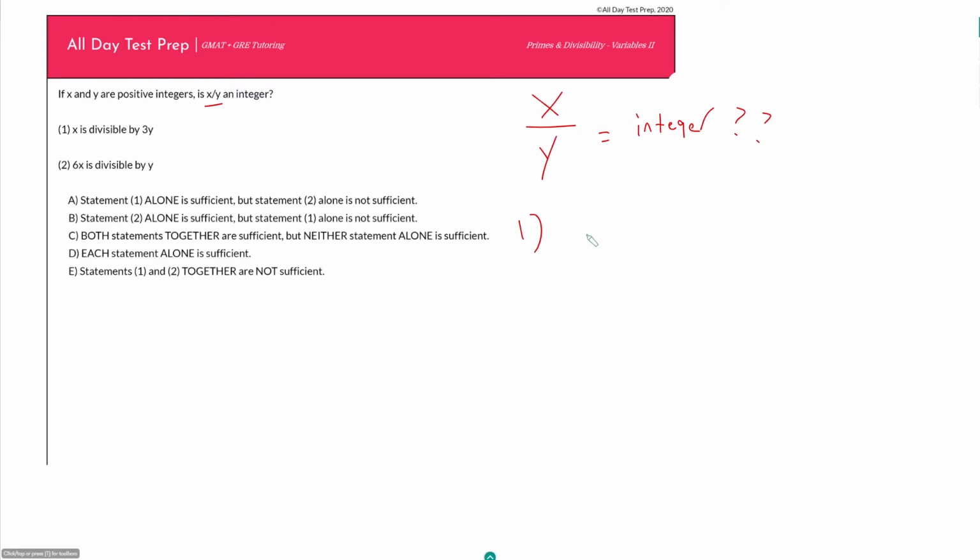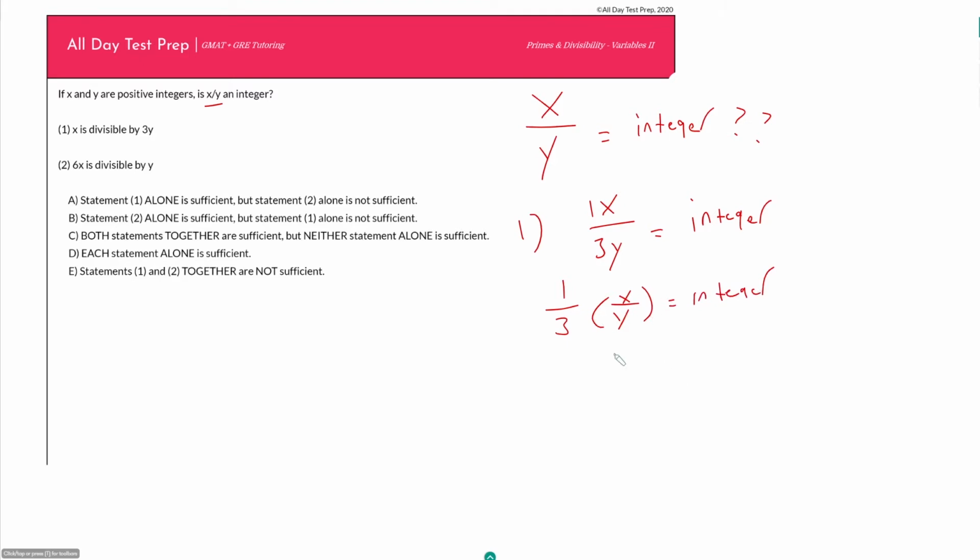Statement 1: x is divisible by 3y. So that is telling me x over 3y is equal to an integer. I want to know what this is telling me about x over y. This x up here is really just 1x, so I can pull out a 1/3 to isolate my x over y. So saying 1/3 times x over y is equal to an integer. Let's think about what this is telling me about x over y.